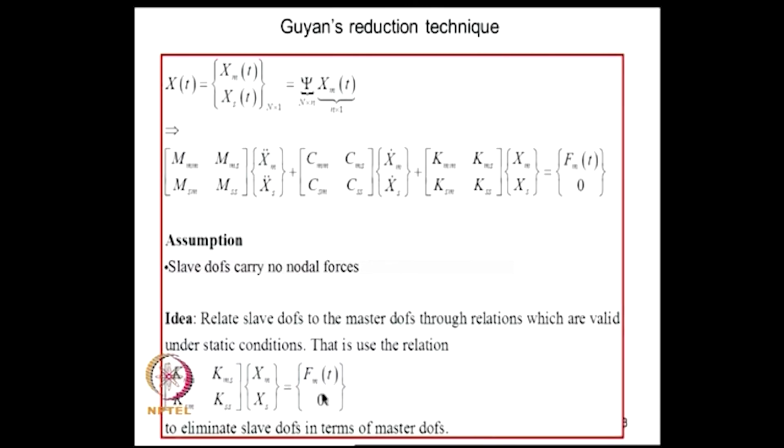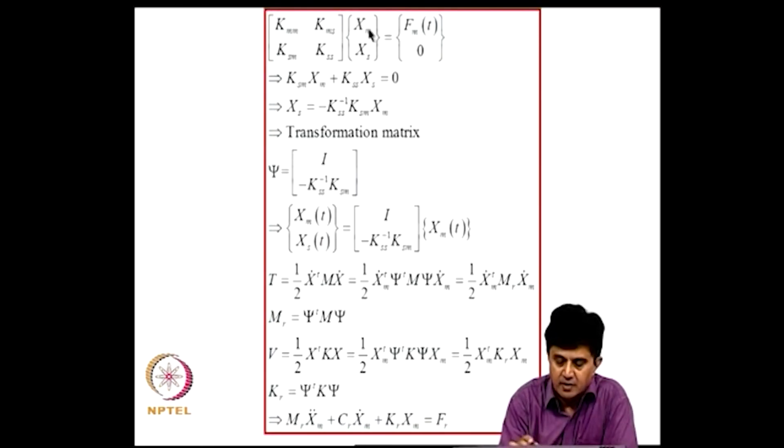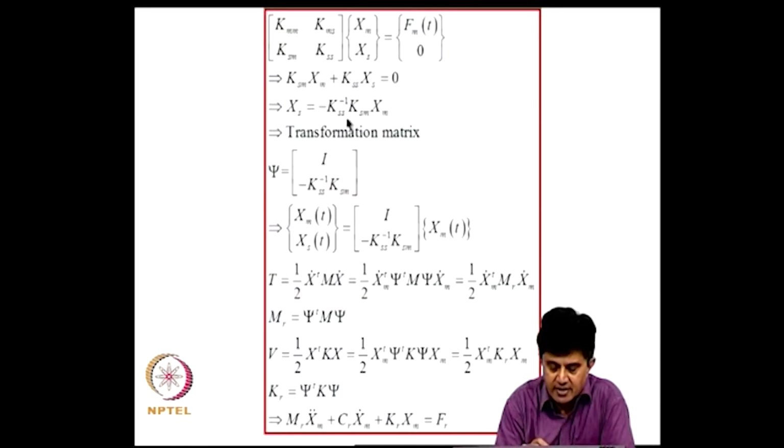So, using this equation now I will be able to establish a relationship between xm and xs. So, if this is what we are going to accept as a relationship between master and slaves, the first of these equations gives kmm xm plus kms xs is fm of t, that we are not considering. The second equation is of interest to us, ksm into xm plus kss into xs is 0. So, by rearranging the terms I get xs as minus kss inverse ksm xm. So, this is a relation between slave and master.